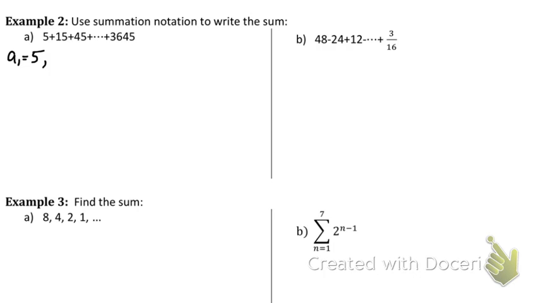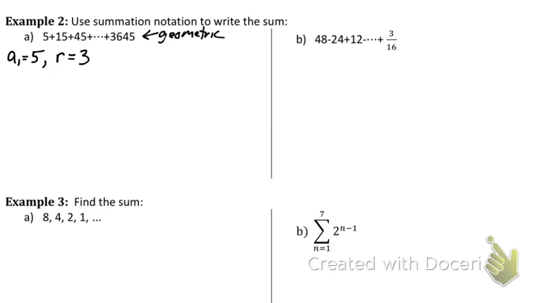I know it's geometric, right? This is definitely geometric, so it means it has a common ratio. And what's my common ratio? If I go from 5, 15, 45. Mike? 3. All right. I don't know what my n is.